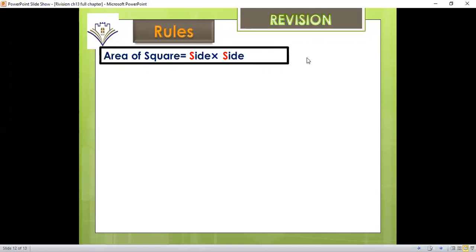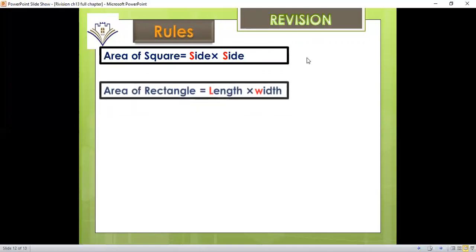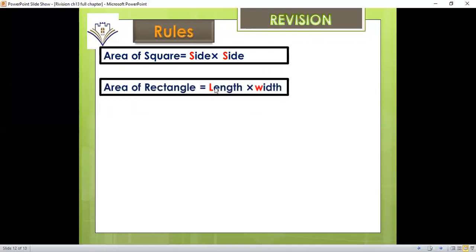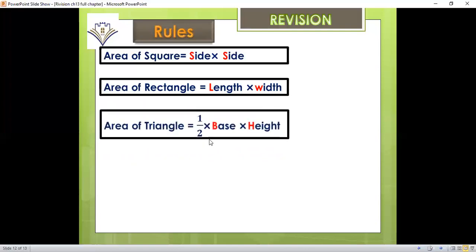The second is area of rectangle, the product of length and width. The area of rectangle is equal to length multiply width, or L multiply W, where L means length and W refers to width. The third is area of triangle, and the area of triangle equals half multiply base multiply height.